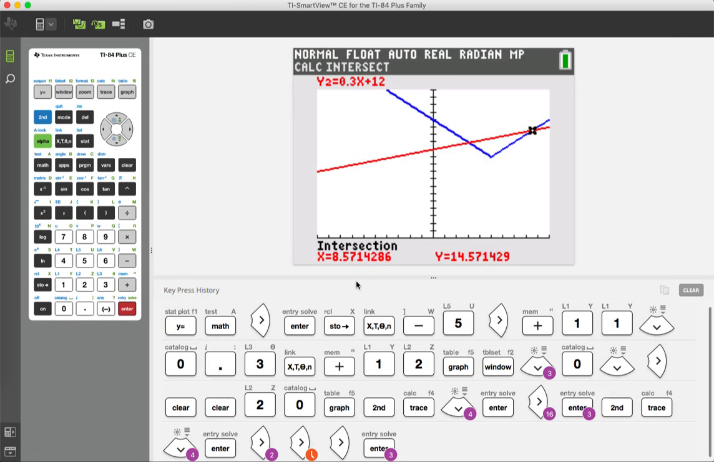So that was very easy to do as long as we know how to get the proper window view on our calculator.